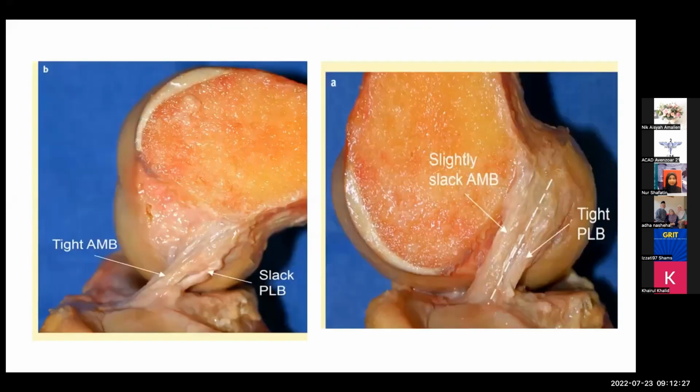Okay, in another picture you can see the AM bundle in flexion, and the posterolateral bundle is slack. It is not tight. In extension of the knee, the AM bundle is said to be tight throughout the range of motion, but here it is slightly slack, though it looks quite taut. Then the posterolateral bundle is taut, or tight, in the extended position of the knee.